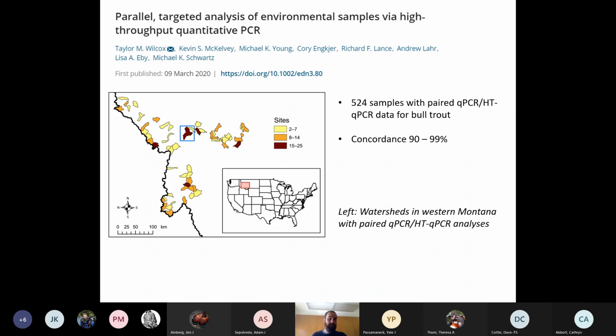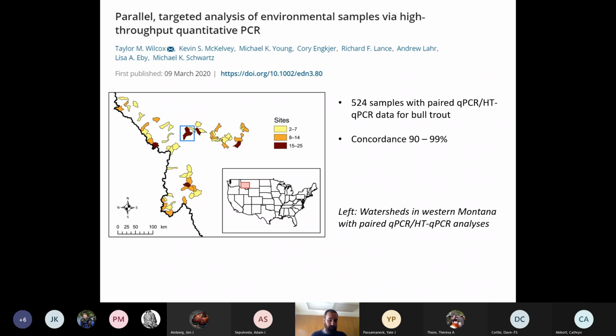And this level of concordance is similar to what we see if we take one bull trout eDNA sample and run it on qPCR, and then run that again on a second plate of qPCR. There's some level of variance run to run, just because copy numbers tend to be low, often less than 10 copies per reaction or less than 3 copies per microliter in the extract. And so there's some stochasticity there.